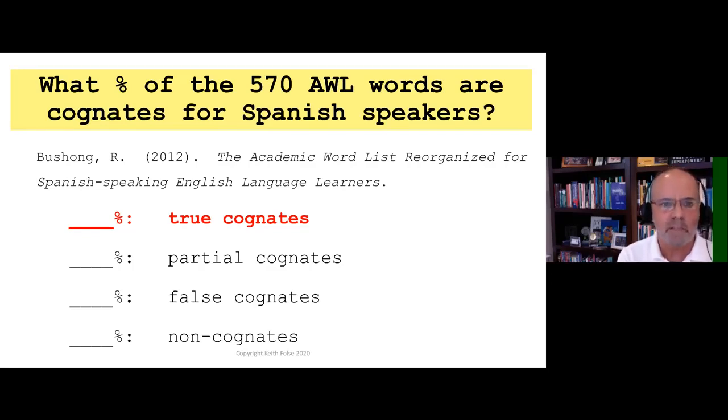So yes, it behooves us to ask this question. There are 578 AWL words, and how many of them are cognates? So you can have true cognates, partial cognates, false cognates. And a student of mine years ago, Robbie Bushong in 2012, his thesis at my university that I supervised was the academic word list reorganized for Spanish-speaking ESL students. So we look at Spanish-speaking ESL students, how many of these list words are actually similar to what's happening in Spanish? Now you might say, but they don't know how to pronounce the words.